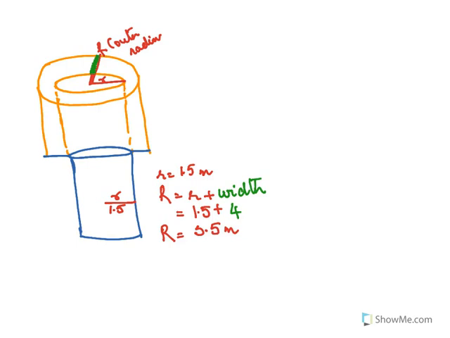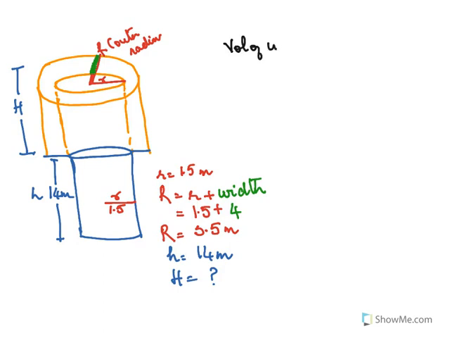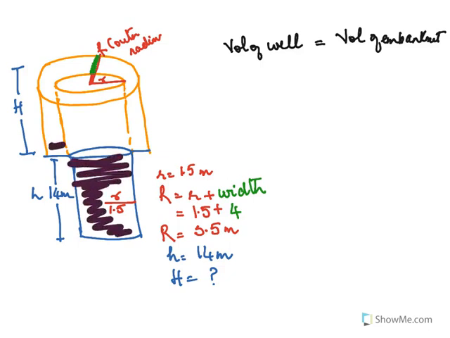Now let's look at the height. This height of the well is 14 meters and we call it h. So the h is 14 meters, while the height of the embankment we do not know, and that is the question. Now the equation we made was volume of well equal to volume of embankment. Why was it so? Because all the mud from the well was removed and used to make the embankment.